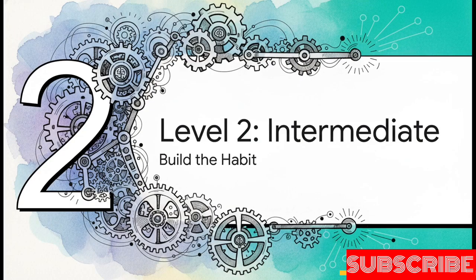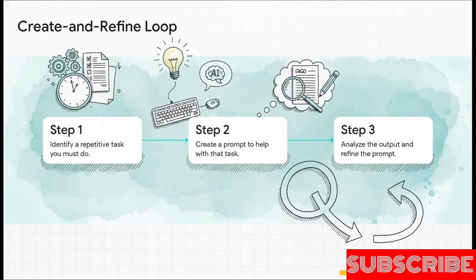Okay, so once you get the hang of what makes a good prompt tick, it's time to level up. Welcome to level 2, intermediate. This is all about taking that knowledge and turning it into a real consistent habit. The key to this stage is something called the create and refine loop. This is how you make AI truly practical in your day-to-day life.